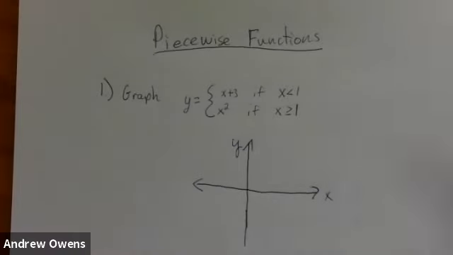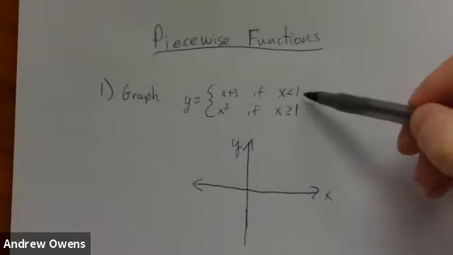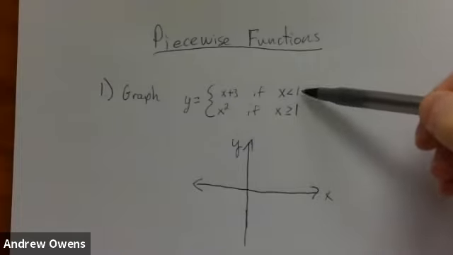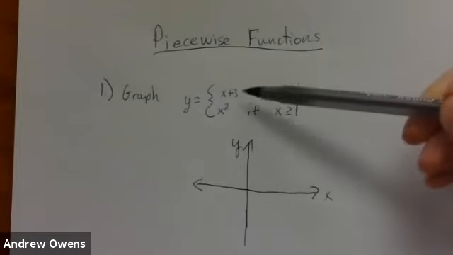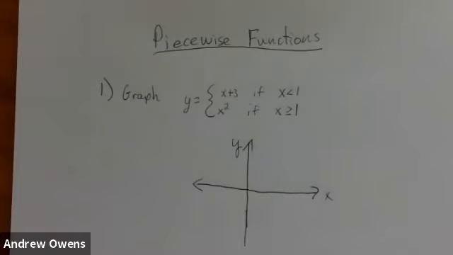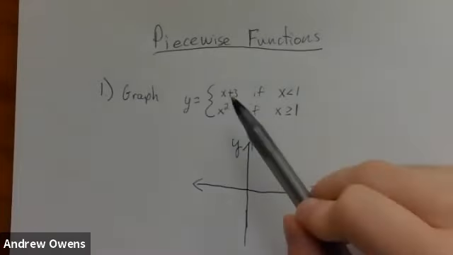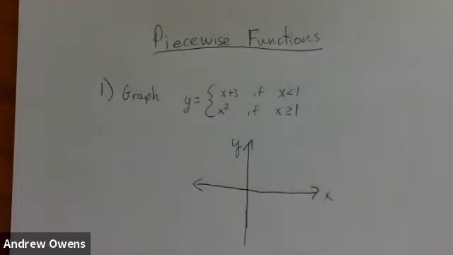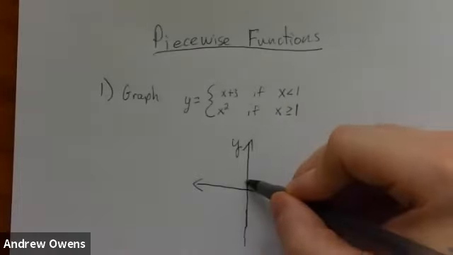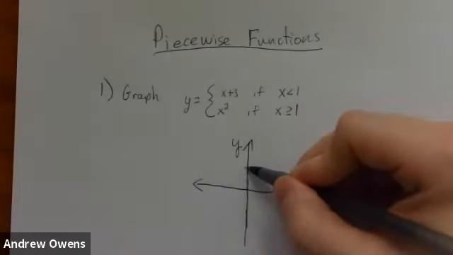But from there, we want to recognize that we really have a partition here, where we have a part of the domain, and then we have a function associated with that, or a rule associated with that. So if x is less than 1, we want to use x plus 3 as our function. Right? We know how to draw linear equations. x plus 3, so we have a y-intercept of 3.